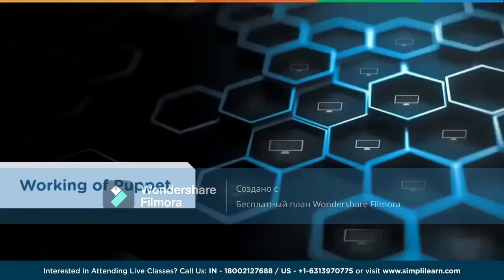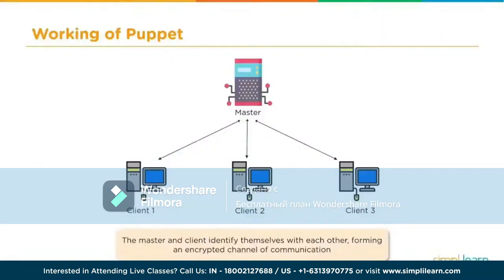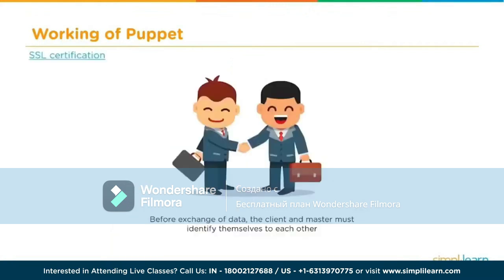Now that we had a look at the various components of Puppet, let's see how these work together. So we have a master and we have 3 clients. Before any information can be transferred between the master and the client, it's important that these components recognize each other. Also, there needs to be an encrypted channel of communication between each pair of master and client. All the data which is transferred between the master and the client flows through this channel. So let's see how this entire procedure of recognizing each other works.